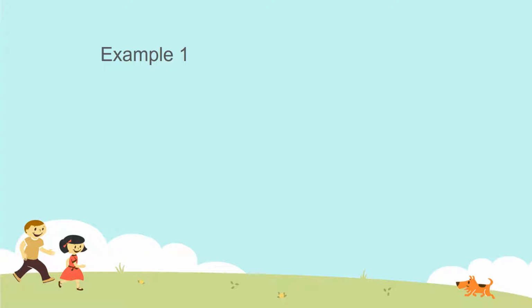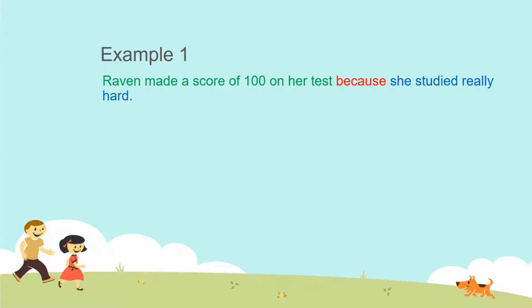I have two examples that I want to use today to review with my students to give them an idea of what it is that they will be doing while they're working on the exercise that I have for them today. The first example says that Raven made a score of 100 on her test because she studied really hard. Now in this sentence, what we need to do is make sure that we read the sentence carefully. And then, of course, we need to look for signal words.